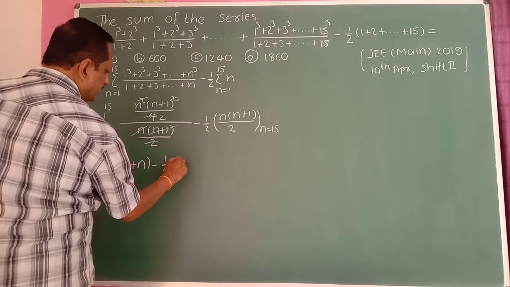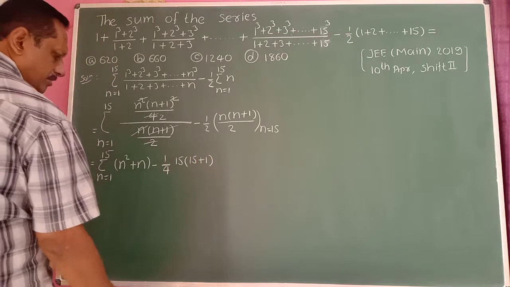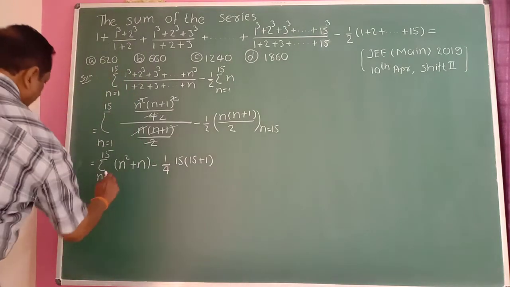So put n equal to 15 here: 15 into 15 plus 1. So next, the summation of n square again.